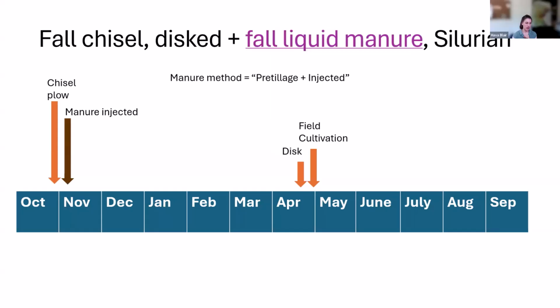All right, now let's look at injected. So I'm changing up, we went from incorporated to injected as our method, this pre-tillage plus injected option that you'll see. Now, if I stick with my fall chisel disc system, just staying with that one system, we see that the manure injection comes after that initial chisel plow pass. And then I have my 2 passes in the spring.